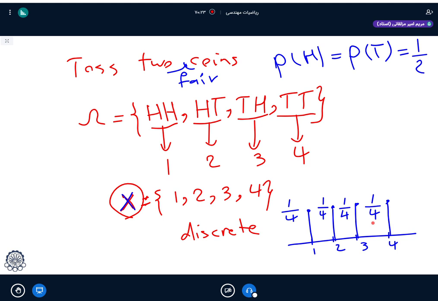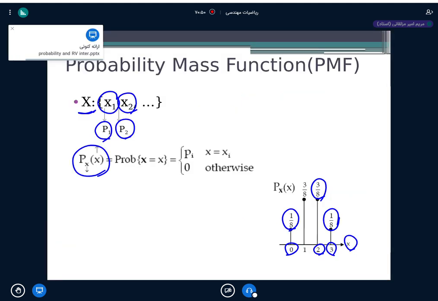Okay, any question? So it's clear that the summation of the values of the PMF should be equal to 1, because our random variable takes the values 1, 2, 3, or 4, and if we sum the probability of the different values, it's equal to 1. Okay, any question?